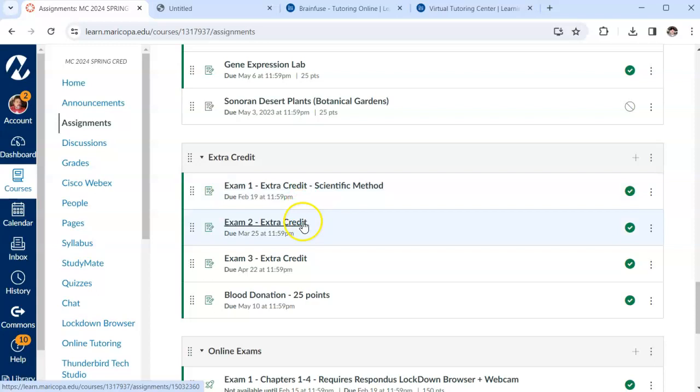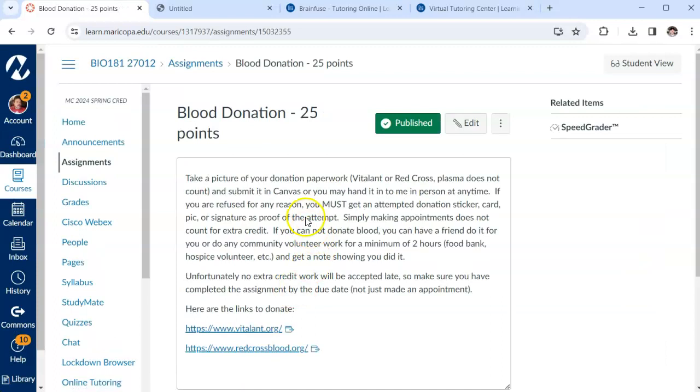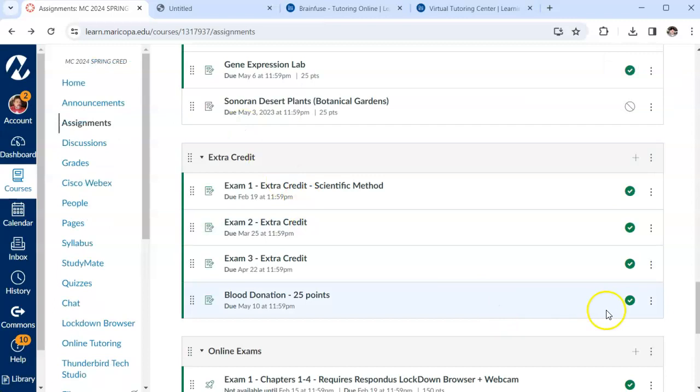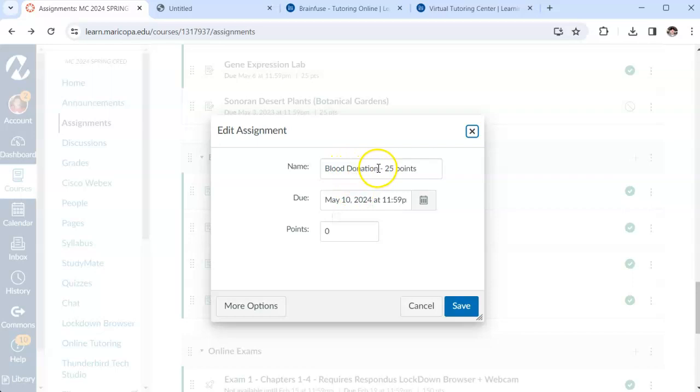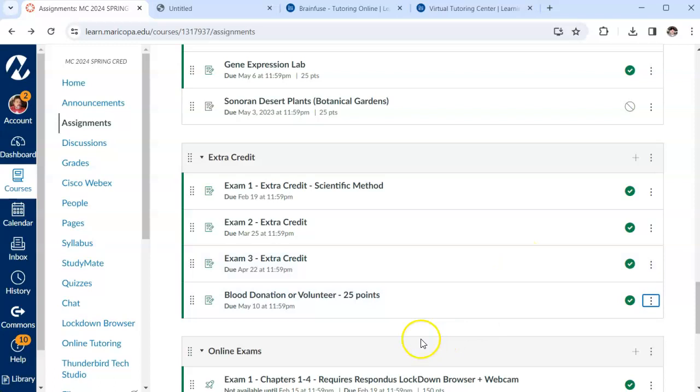Blood donation is not just blood, right? You can do volunteer work, right? It tells you right here. You can get someone else to donate blood for you. You can hospice volunteer. You can do Feed My Starving Children, whatever. So it's not just blood. I probably should change the name of this. I'm going to do that right now. Blood donation or volunteer. And that's due at the very last day of the semester, which is May 10th.